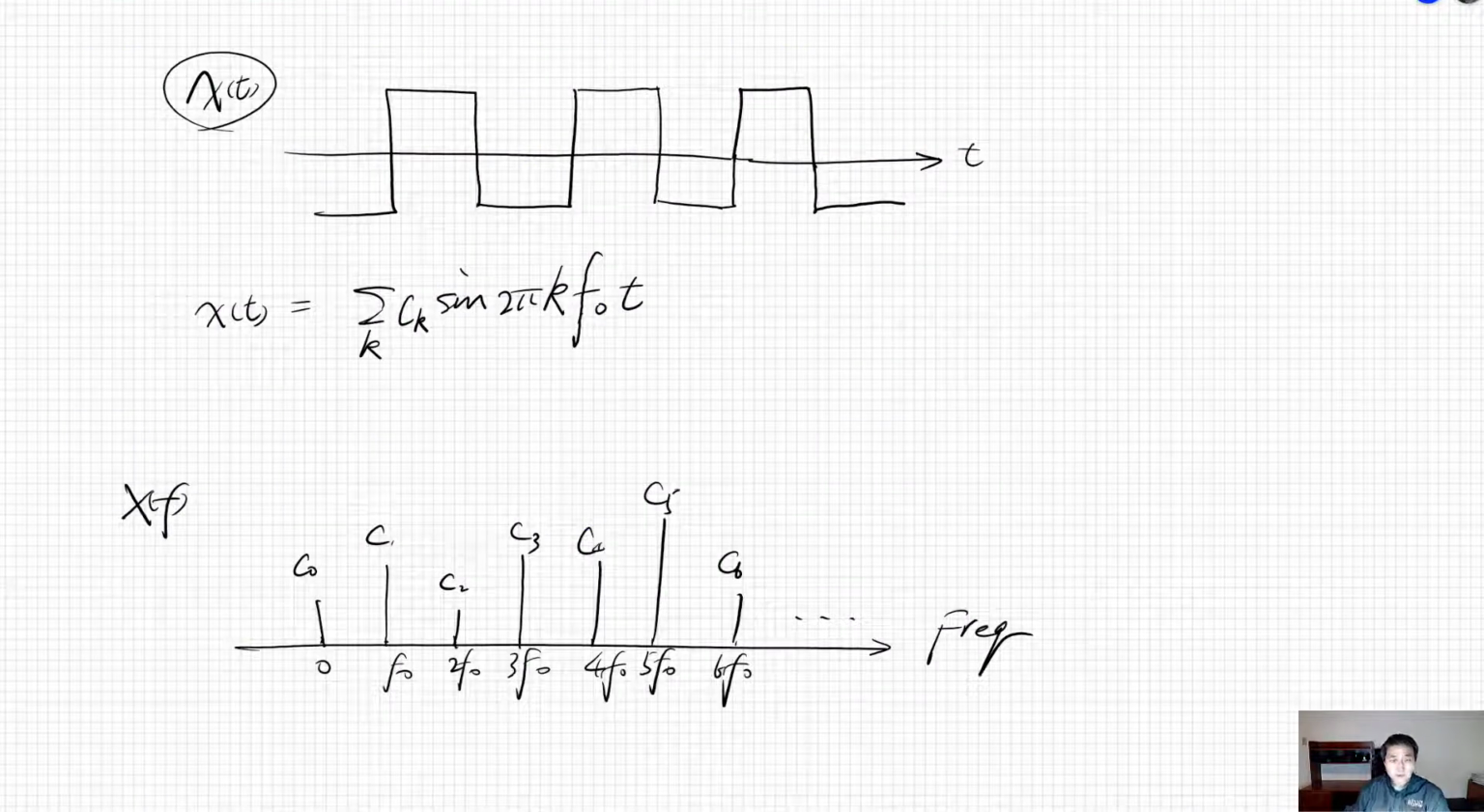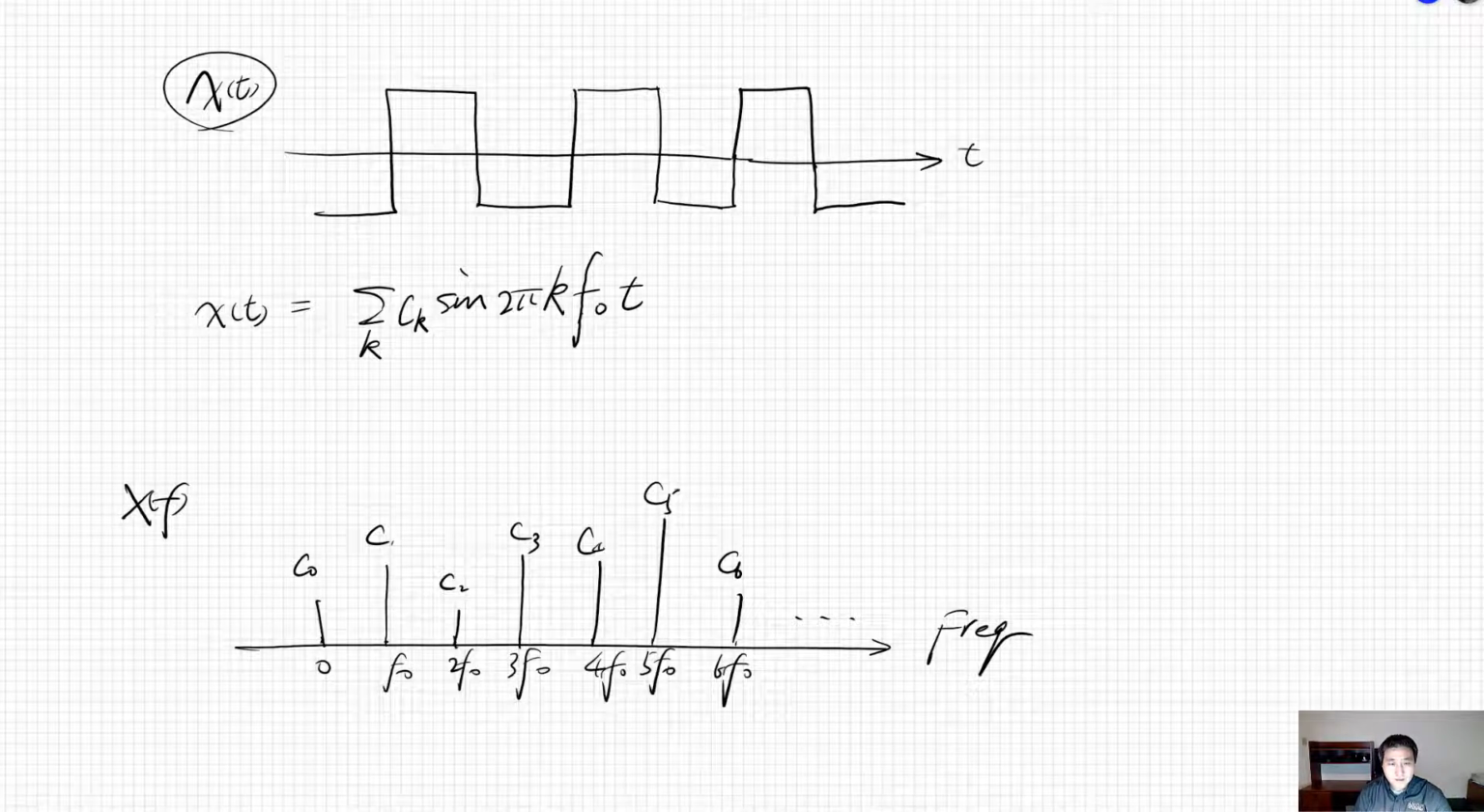For example, I can decompose a periodic signal that is a square wave into a sum of weighted sine functions, and it can be a sine and a cosine function combined. So let me use a sine as an example. c sub k are the weights.